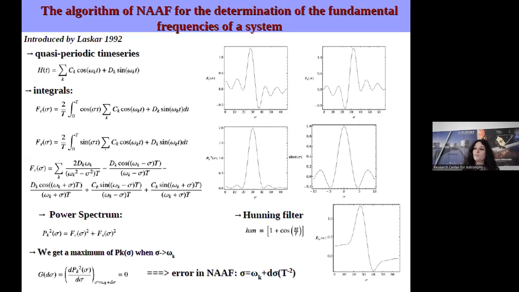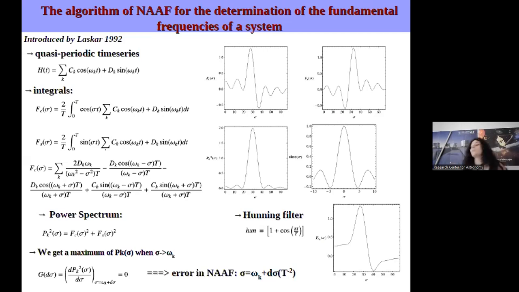And so we took this equation. This would give us where the power spectrum becomes maximum. Moreover, it can give us the error d sigma in this algorithm NAFF. And we calculated that this error is proportional to T to the minus 2, while in discrete Fourier transform, this error is proportional to T to the minus 1. So that's why we use this method.